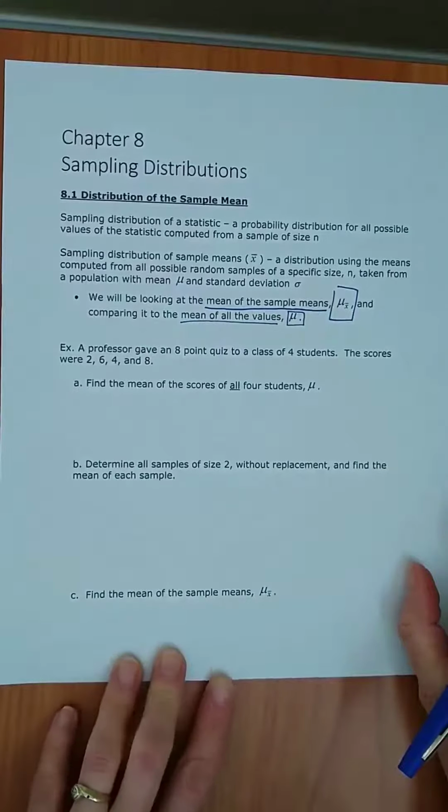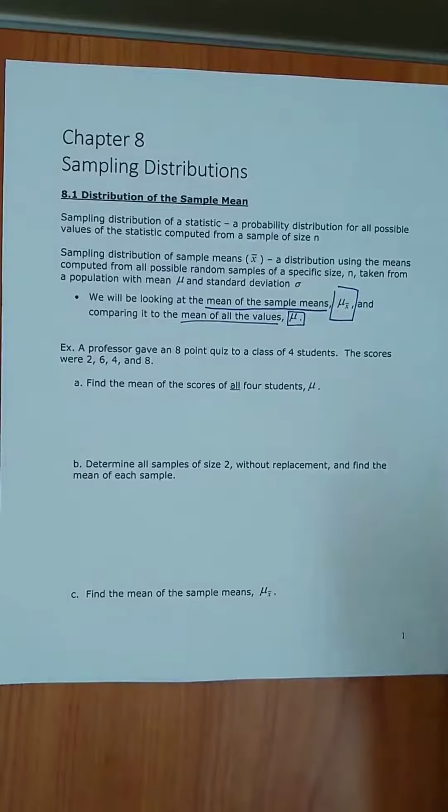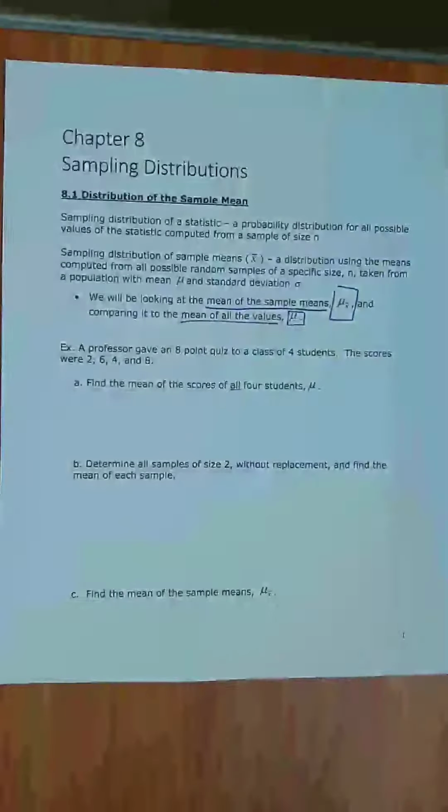A professor gave an 8-point quiz to a class of 4 students. Again, we're just using a small amount of data so that it's easier to look at. The scores were 2, 6, 4, and 8. Find the mean of all the scores of all 4 students, mu.